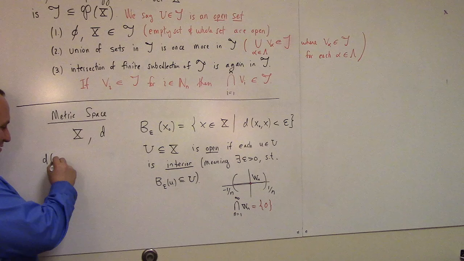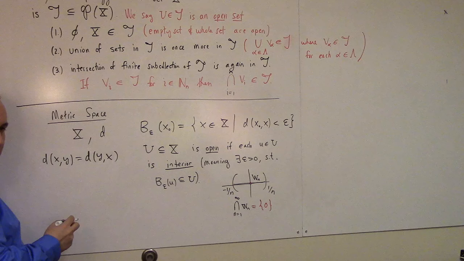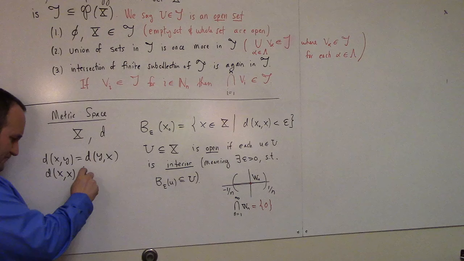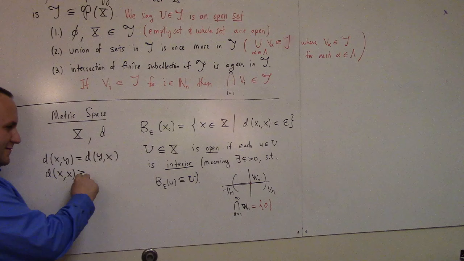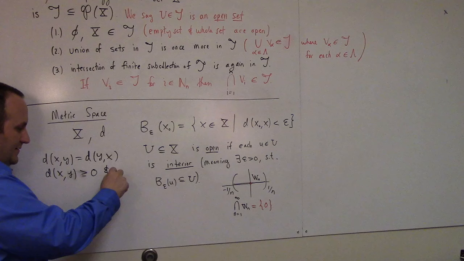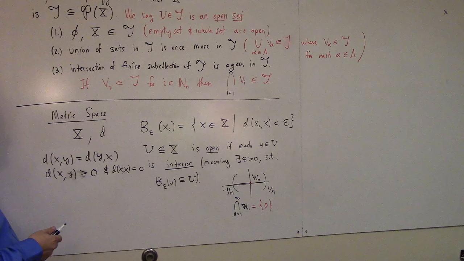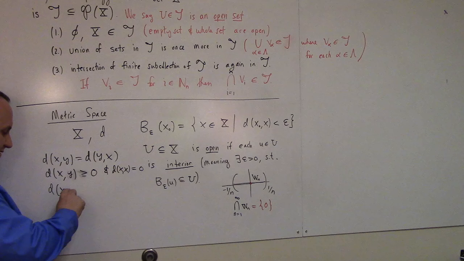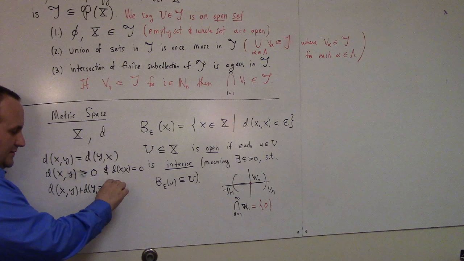So the distance function is symmetric, right? The distance from x to y is the distance from y to x. You guys just told me it is positive definite. So the distance from x to y is greater than or equal to zero, and the distance from x to x is equal to zero. And then the triangle inequality: if the distance from x to y plus the distance from y to z is greater than the distance from x to z.